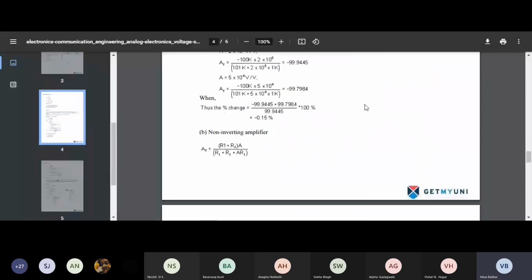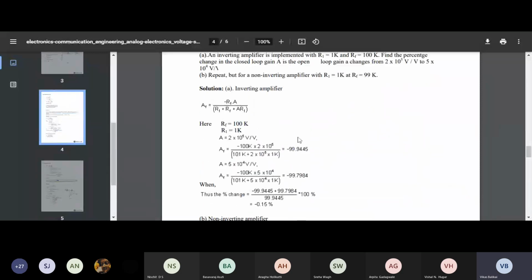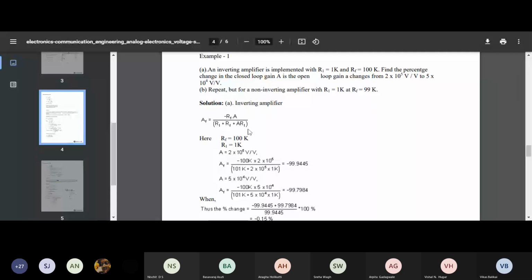Fine. So let's try to understand the gain equation for the inverting amplifier, which we have already dealt with. That is AF equals A times minus RF divided by R1 plus RF plus A R1, and you are simply supposed to substitute the values. On substitution, we get the value of AF as minus 99.9445.